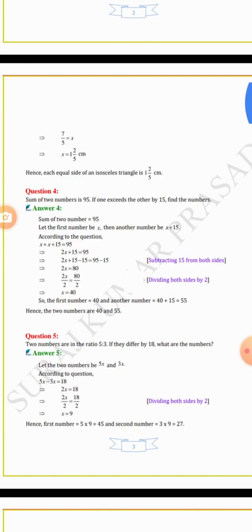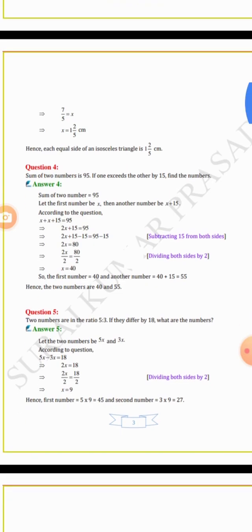Let's go for the next question. Question number 4. Sum of two numbers is 95. Then one exceeds the other by 15. Find the numbers. According to the question, the sum of two numbers is 95, and one exceeds the other by 15. We have to find the numbers. Let the first number be x and the second number be x plus 15.